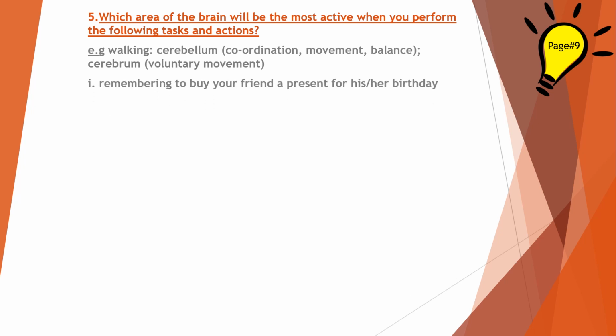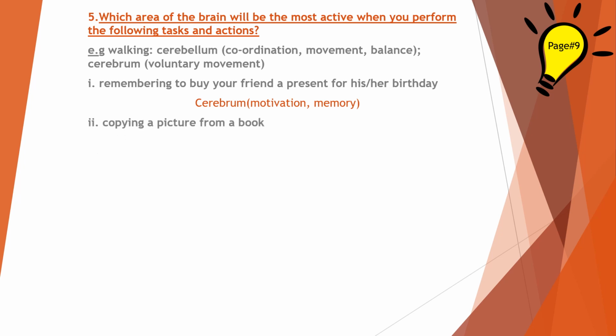The first action is remembering to buy your friend a present for his or her birthday. This action is related to your memory, and cerebrum will be the most active part while remembering to buy your friend a present for his or her birthday because this action involves motivation and memory.